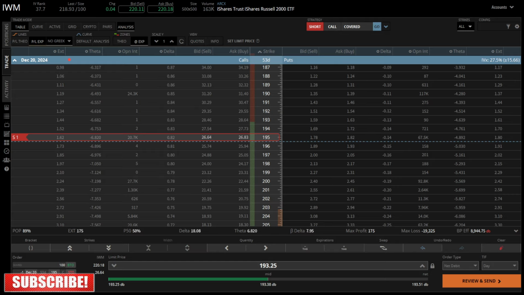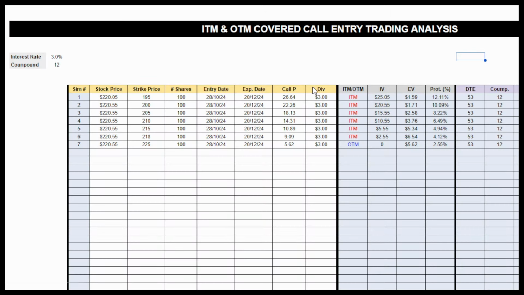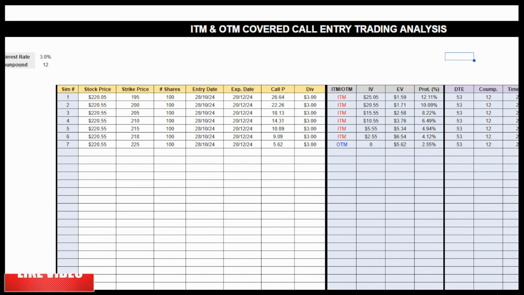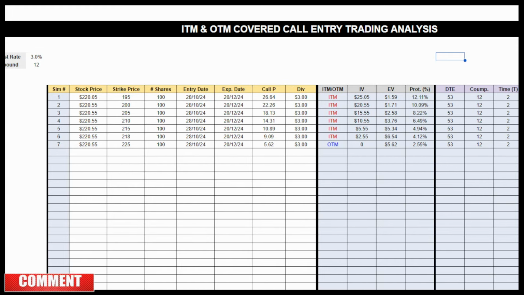These are the kind of things that you need to have in your trading tools. A simulator like this, I do it in a spreadsheet, and you guys can get access to this in the description below.